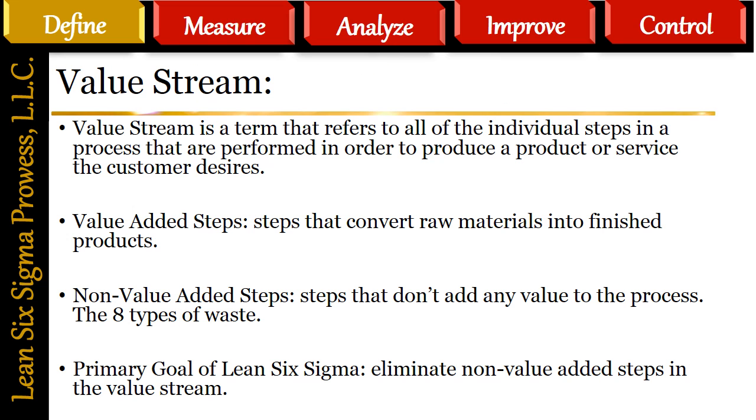Value stream is a term that refers to all of the individual steps in a process that are performed in order to produce a product or service the customer desires. Value-added steps are steps that convert raw materials into finished products. Non-value-added steps are steps that don't add any value to the process. The 8 types of waste are all non-value-added activities.